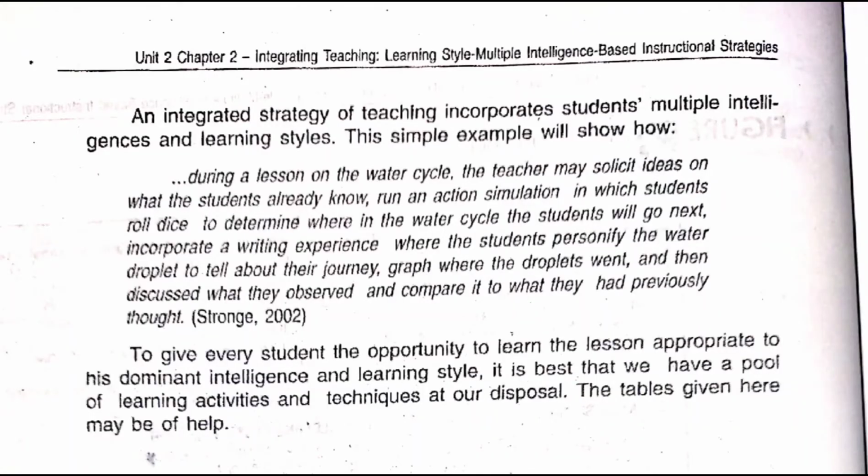An integrated teaching strategy incorporates students' multiple intelligences and learning styles. This simple example will show how, during a lesson on the water cycle, the teacher may solicit ideas on what the students already know, and run an action simulation in which students roll dice to determine where in the water cycle they will go next. Incorporate a writing experience where the student, as the water droplet, tells about their journey. Graph where the droplets went, and then discuss what they observed and compare it with what they had previously known.